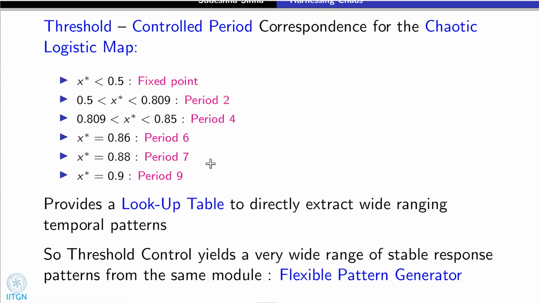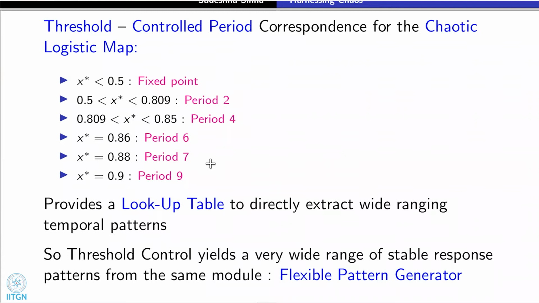But basically, what do I get out of it, which maybe makes an applied person happy? What I get is a lookup table. A lookup table which tells me I have threshold on one side and what I control it to on the other side. So I can just give someone the table and they can directly get whatever they want out of this module at will. Okay, so I can get what I will call a flexible pattern generator.